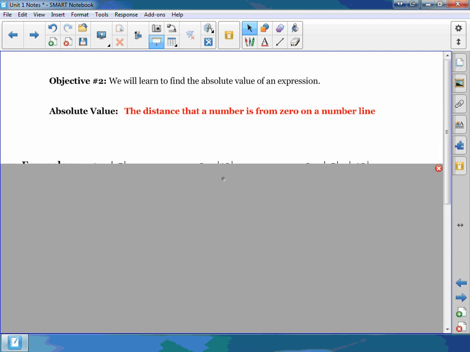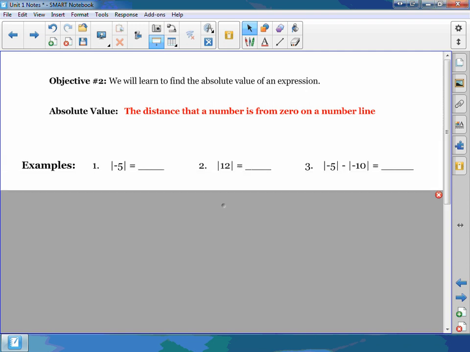Now, the absolute value symbol, if I just scan down here, are the 2 vertical bars. You see this in example 1. These 2 vertical bars right here on this problem, anytime they encapsulate the number like that, that means it's asking you for the absolute value, or the distance that the number is. Well, in this case, it's saying, what is the absolute value of negative 5? Or in other words, how far away from 0 is negative 5 on the number line?